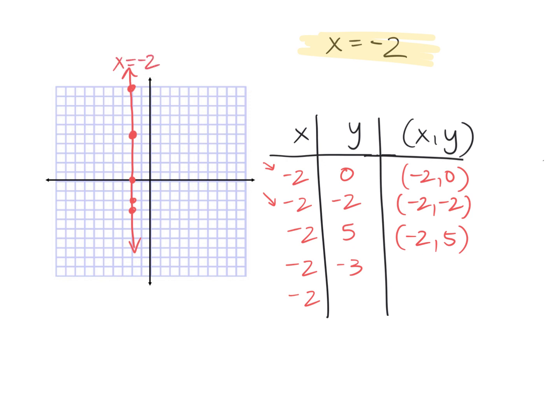So if I gave you something different, if I said x equals 7, I'm going to go on the x-axis to 7. 1, 2, 3, 4, 5, 6, 7. And I could choose 0, 7, or 7, 0, 7, 1, 7, 2, 7, 3. It's going to be a vertical line through x equals 7.